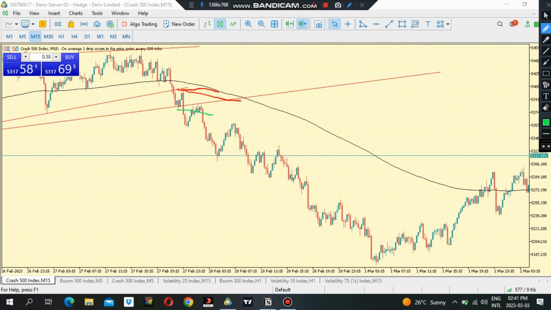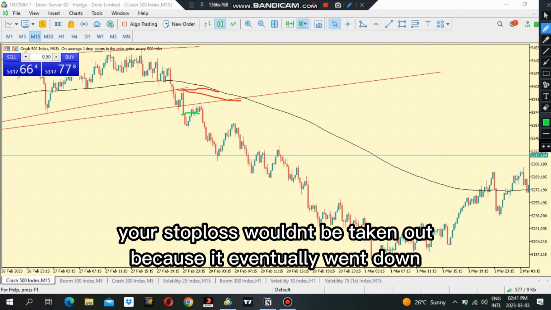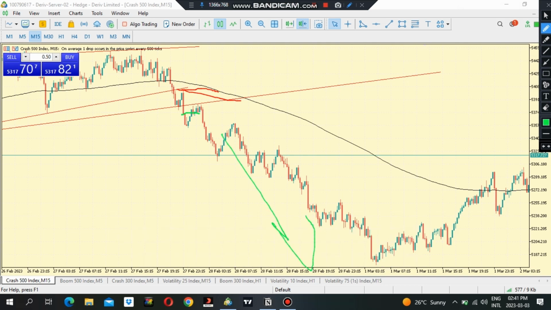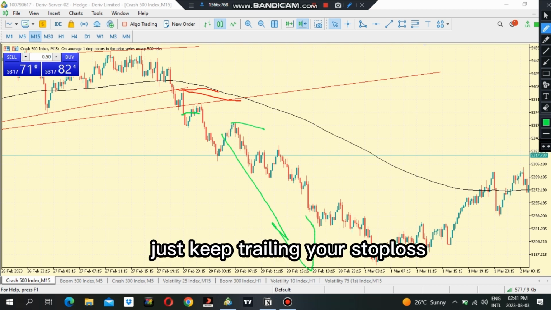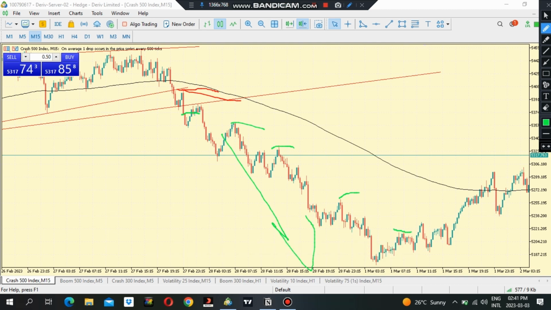Sorry, that's not our entry. Our entry is on the close of this candlestick, right? So our entry is over here. Generally your stop loss would be where it got hit, because we eventually went all the way down and you just keep adjusting your stop loss, moving it into profit. So whenever there's a breakout and our stop loss would have been set over here, that's when you would have exited.